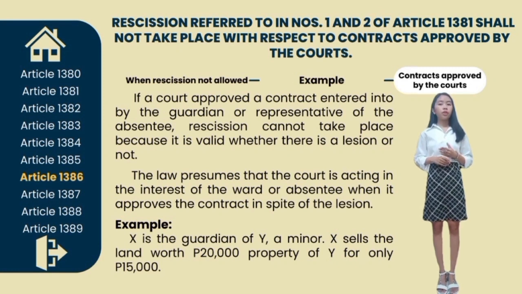The law presumes that the court is acting in the interest of the ward or the absentee when it approves the contract in spite of the lesion. So these are contracts entered into by the guardian or the representative where the ward or the absentee suffers a lesion of more than one-fourth of the value of the property. If the contract is approved by the court, rescission cannot be availed, even if a lesion of more than one-fourth the value of the property is suffered by the ward or absentee.